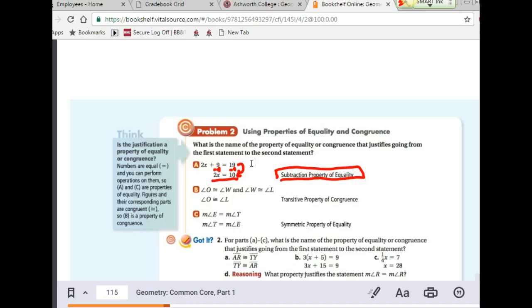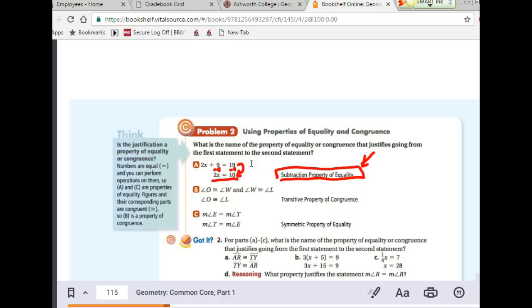So part of proving something is that for every statement you make, you have to have a reason or a rule or a postulate or something that you've learned from previous lessons that would justify you going from one step to another. So again, going from step 1 to step 2 here means that I would have to have used the subtraction property of equality, which simply says that when you subtract the same number from both sides, the equation still stays equal.